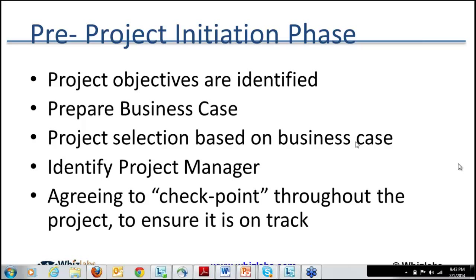So these checkpoints define at what point the organization will do the cost benefit analysis of the project and the return on investment: what the company has invested, whether it is able to complete the project, and whether it will be able to deliver the value. All those checkpoints will be defined in the pre-project initiation phase.